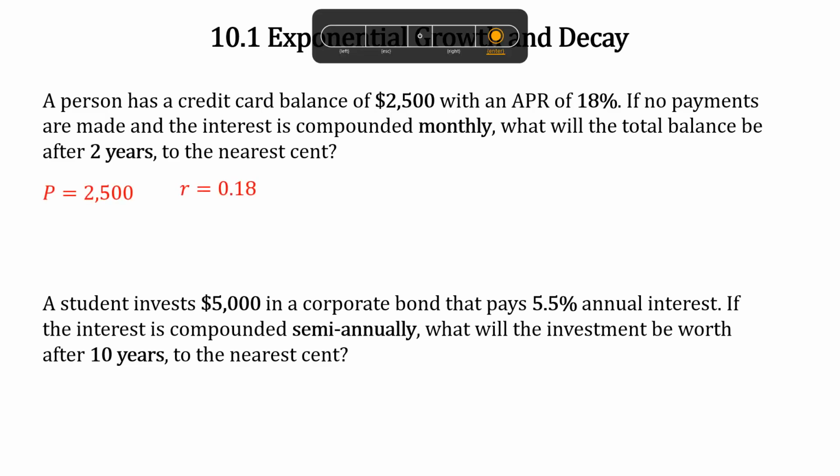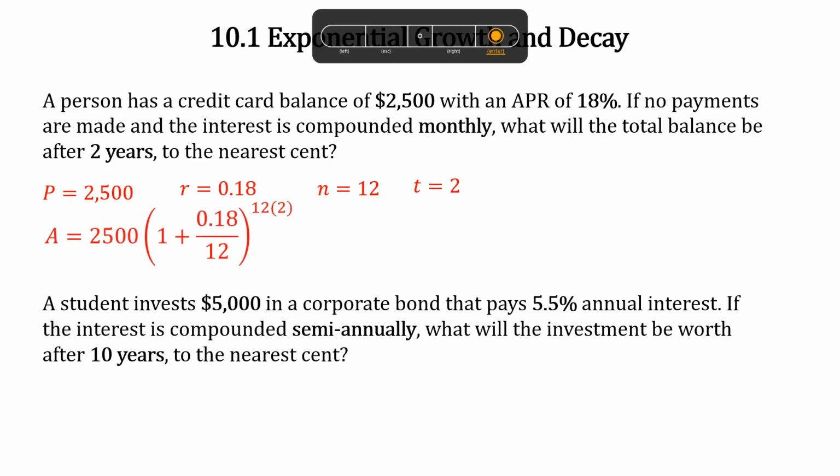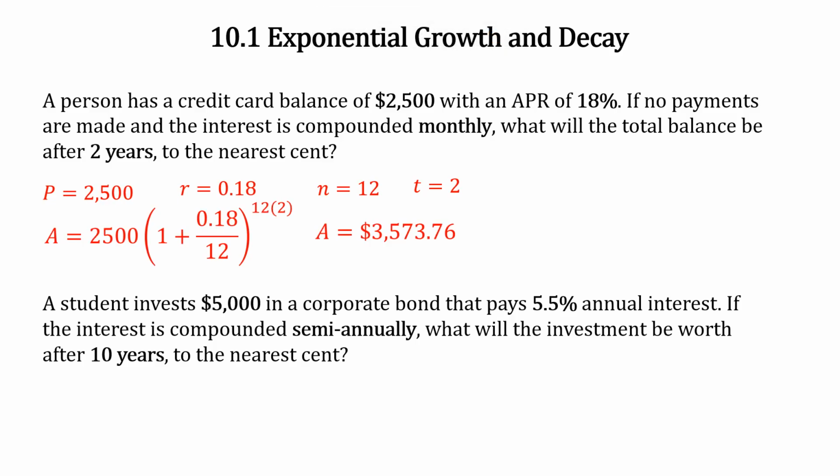Okay, principal is 2,500. The rate is 0.18. N is 12, T is 2. So that credit card that you ran up $2,500 on, after 2 years is going to come out to $3,573.76.